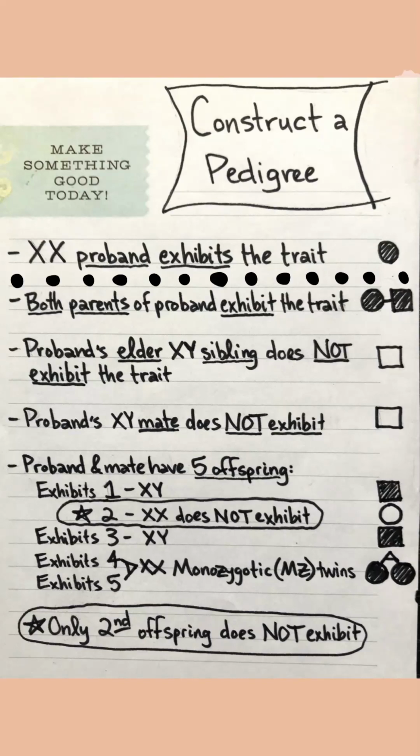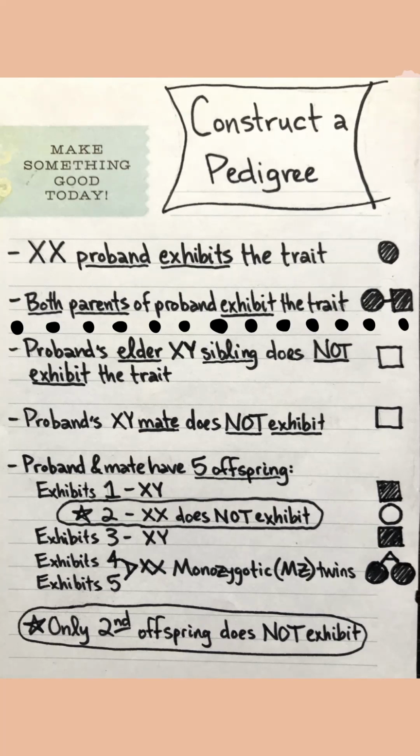So in this instance, the XX proband exhibits the trait, so we're going to shade in that little circle. The next information that we receive is that both parents of the proband exhibit the trait. So I drew a circle and a square, shaded them both in to show that they both exhibit the trait, and then you draw a straight line between them to show that they are creating offspring.